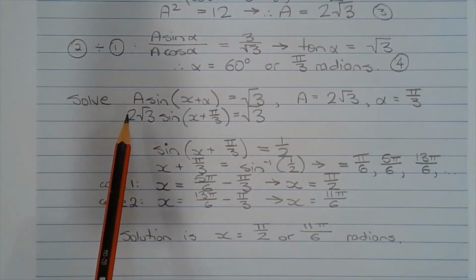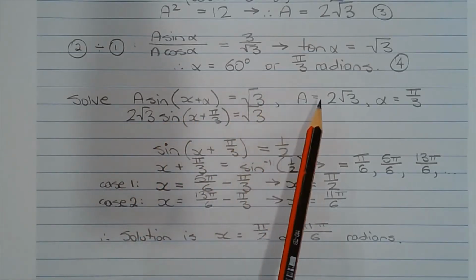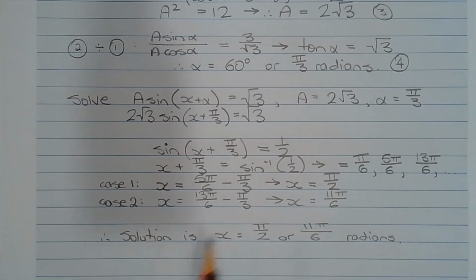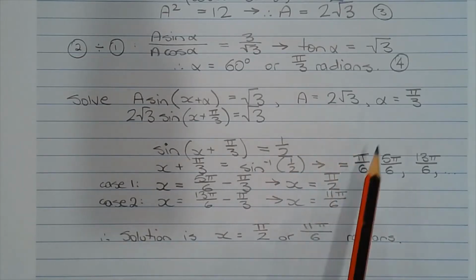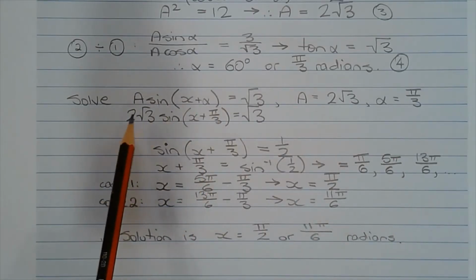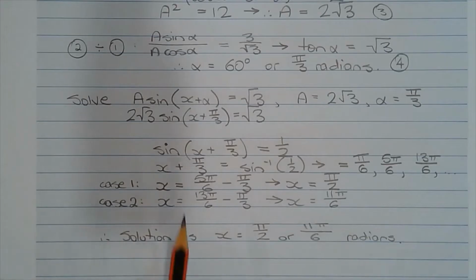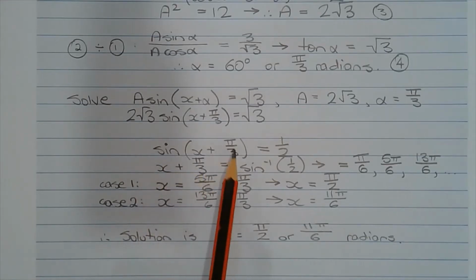Now to solve the equation, A sine of x plus alpha is equal to the square root of 3. Now that we have the values of A and alpha, so A is equal to 2 root 3 and alpha is equal to pi over 3. Substituting those two values for A and alpha, we have 2 square root of 3 sine of x plus pi over 3 is equal to the square root of 3. So now we just solve for x. Dividing both sides by 2 root 3, we have sine of x plus pi over 3 is equal to half.